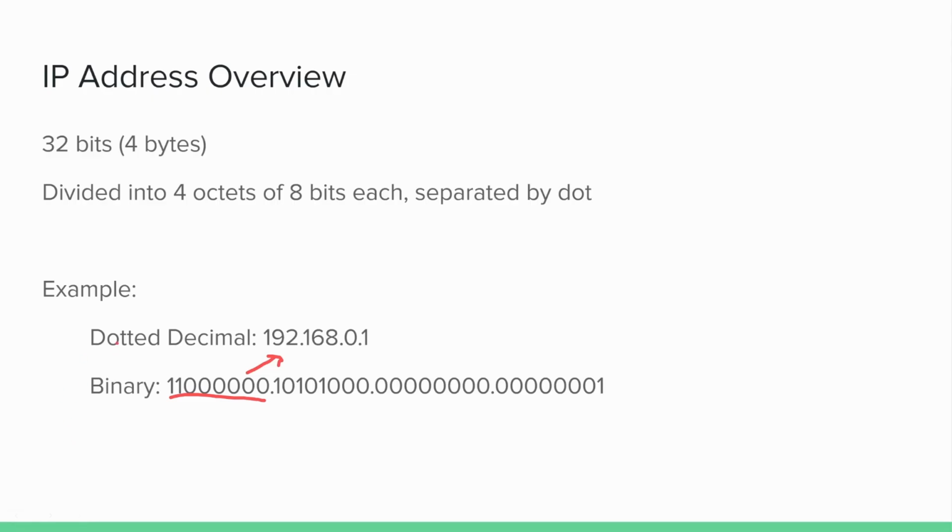When computers look at IP addresses, they'll see the binary form. And the reason dotted decimal exists is basically to help humans understand the IP addresses better. If I were to ask you to memorize one of these, you'd probably choose to memorize the dotted decimal form just because it's so much closer to what we're used to using.